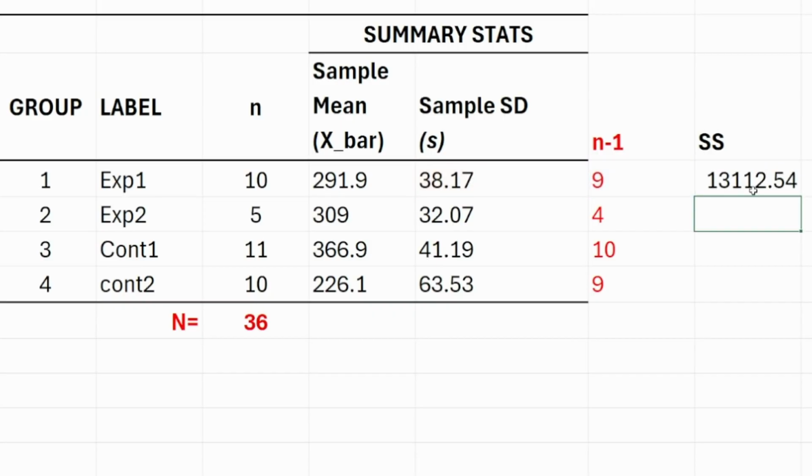So let me just show that I'm not lying to you. Hey Siri, what's 38.17 squared times 9? It's 13,112.5401. So I just want you to see I'm not lying. Now this Microsoft Excel is rounding this off to the nearest hundredth, but it's storing it way more than the nearest hundredth. So you don't have to worry about that whole round off error thing.